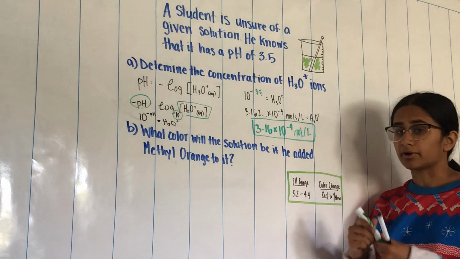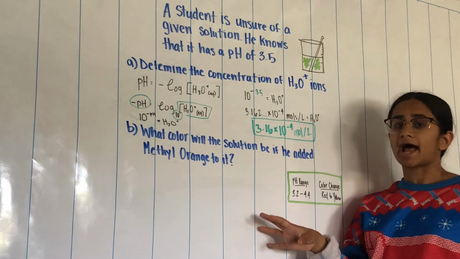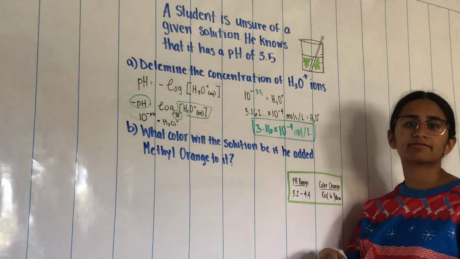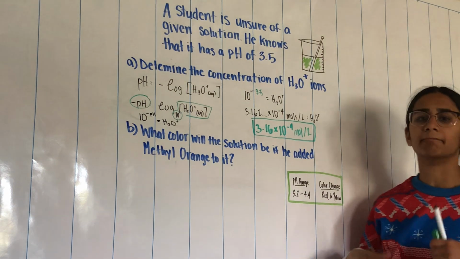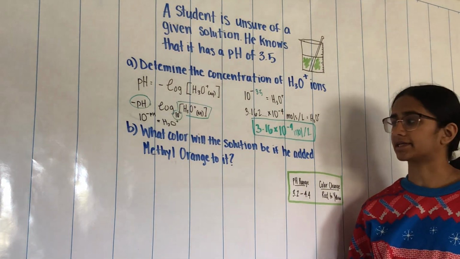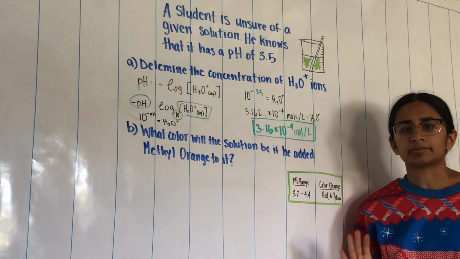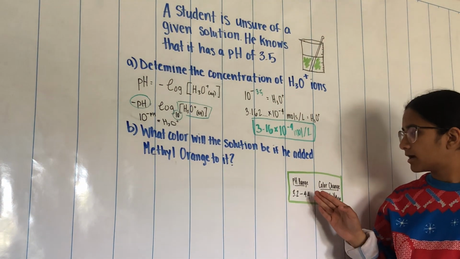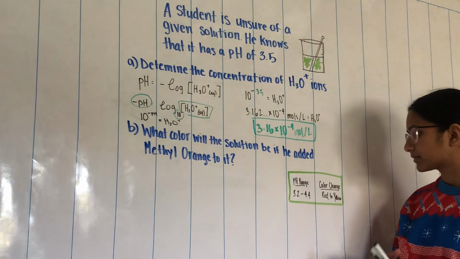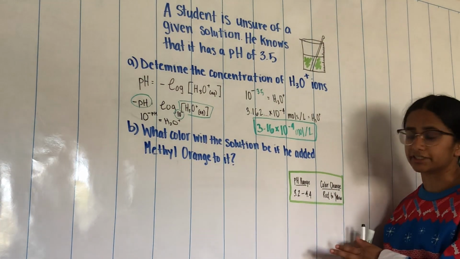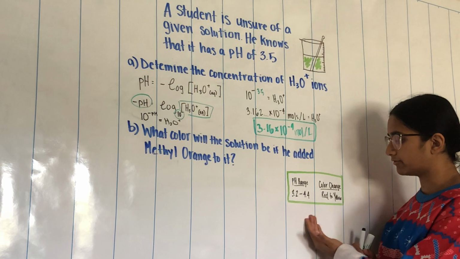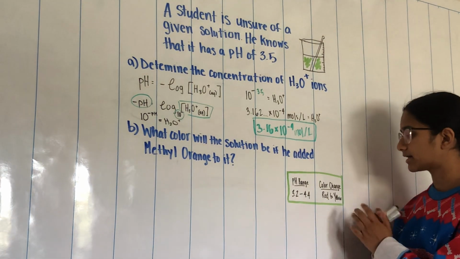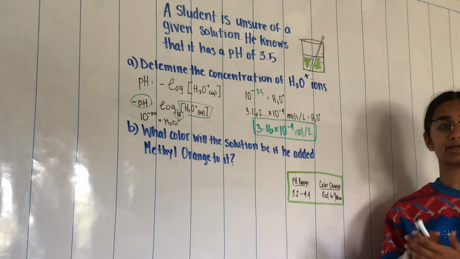Now let's look into part B. It asks, what color will the solution be if this student added methyl orange, which is a chemical indicator? We're given a little bit of information here so we don't go running into the dark. We're saying that the pH range before it changes is from 3.2 to 4.4. And at that given moment, the color is going to change from red to yellow.